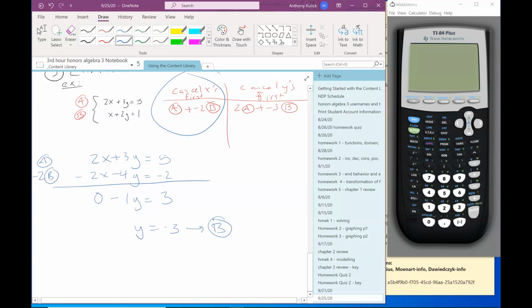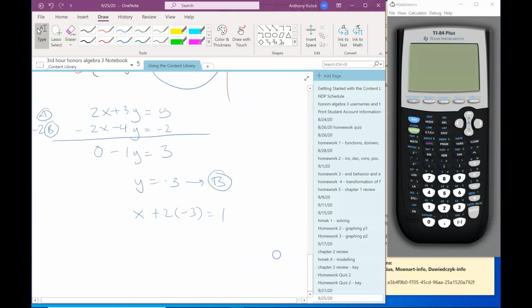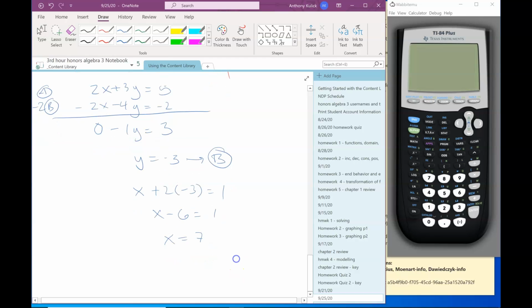I chose equation B because the x had no coefficient on it, so I don't have to do any division to solve for it. Not that that makes a big difference, but it's one less thing I gotta do, right? So that gives me x minus 6 equals 1, and when I add the 6 over, I get x equals 7. So there's my solution.